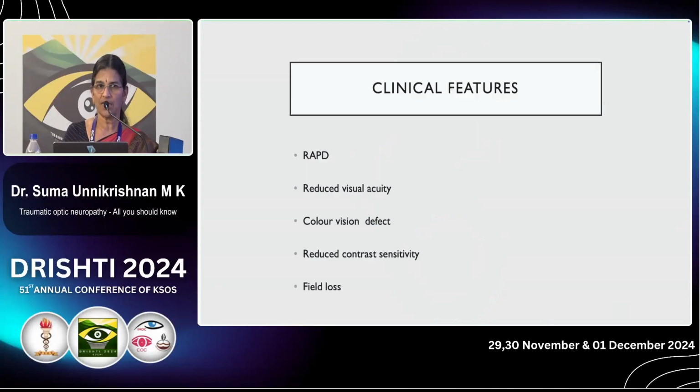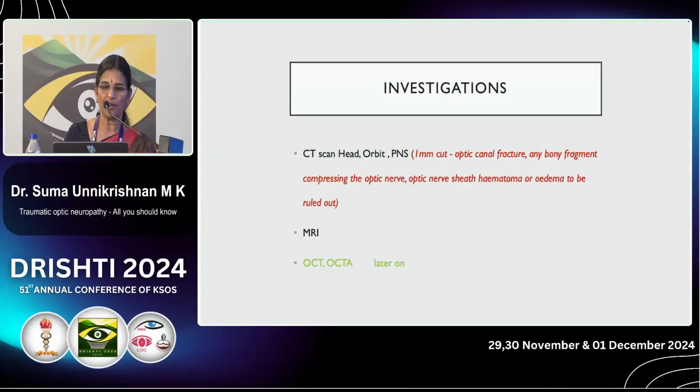resulting in functional loss of vision and eventual loss of retinal ganglion cells. These are the clinical features you are all very familiar with: RAPD, reduced visual acuity, color vision defect, reduced contrast sensitivity, and field loss.